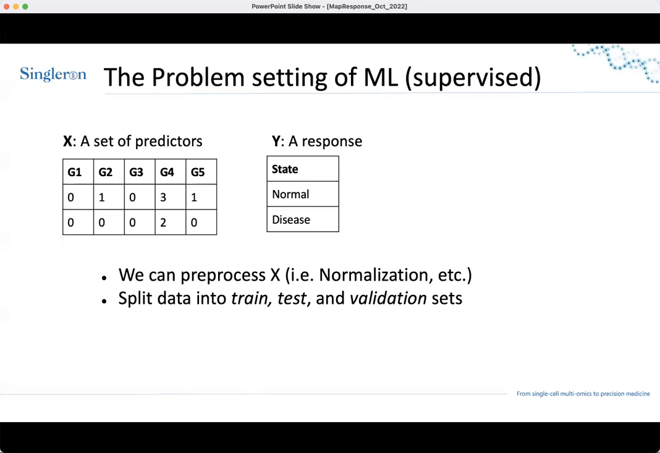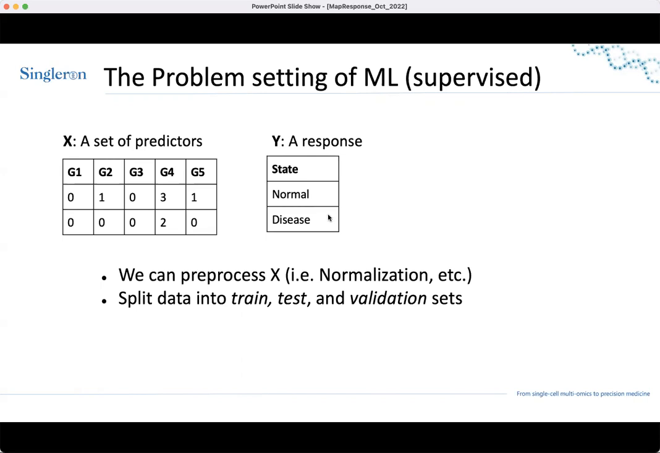So the setting of our problem is supervised machine learning. What that means is we have a set of predictors, which in this case are going to be our genes. This is going to be our data matrix X. And what we're interested in is predicting Y, some response variable. In this case, it might be the state of a patient being disease or not disease, or whether or not that patient may or may not respond to treatment, right?